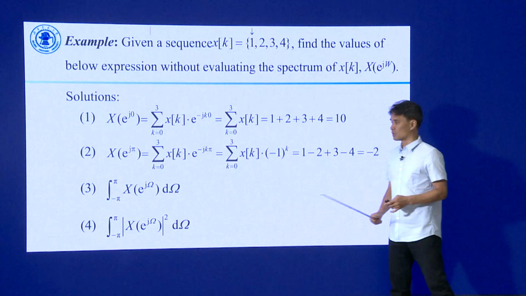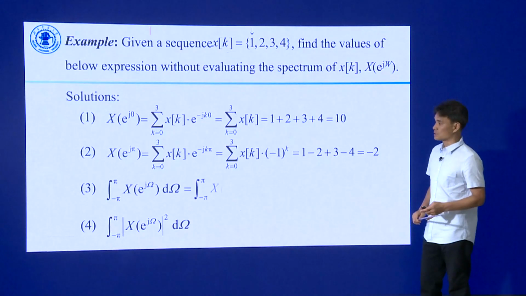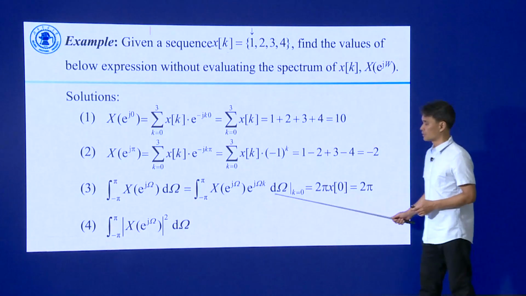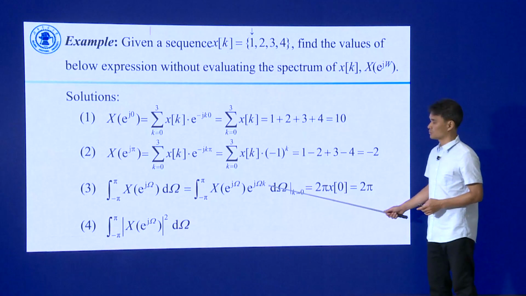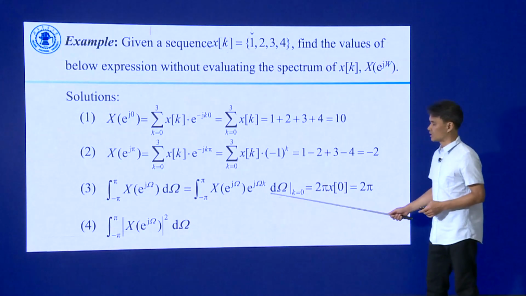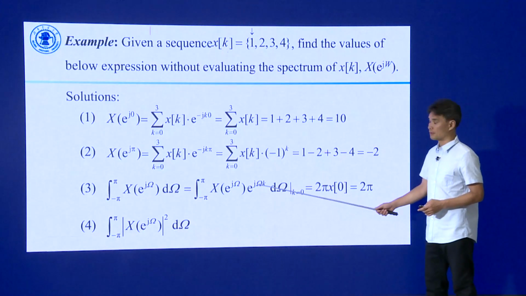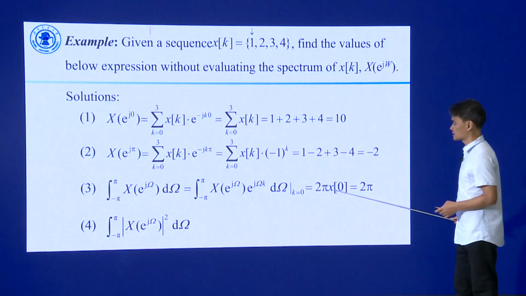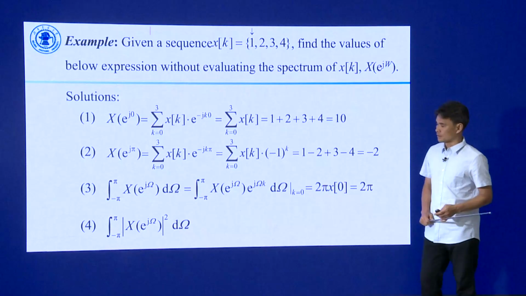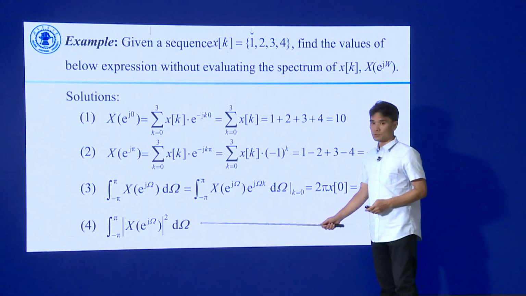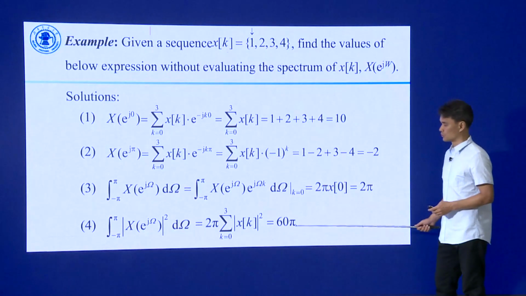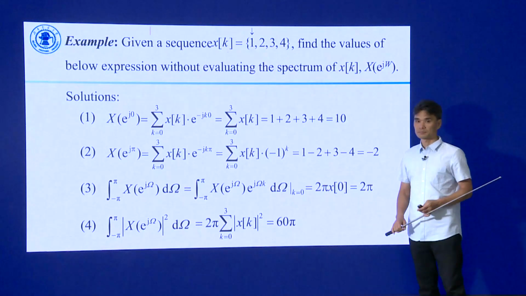For the third one, we can again use the definition, but the inverse discrete time Fourier transform. And here we need to set k equal to 0 to set this value equal to 1. And by definition, this value is equal to 2 pi times x of 0. The last one, we can make use of Parseval's law directly to reach the conclusion.